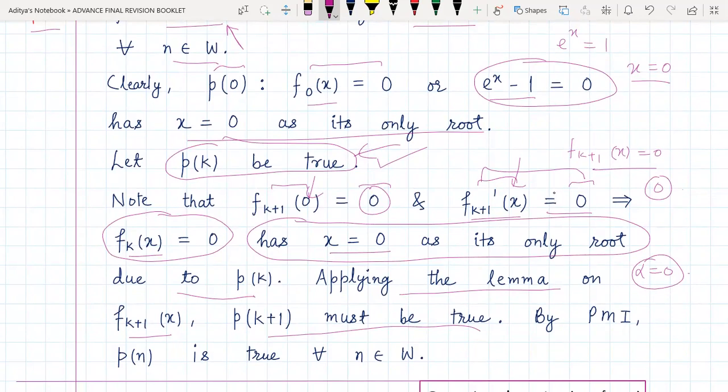So I really hope you were able to understand this proof and enjoyed the way we did it.